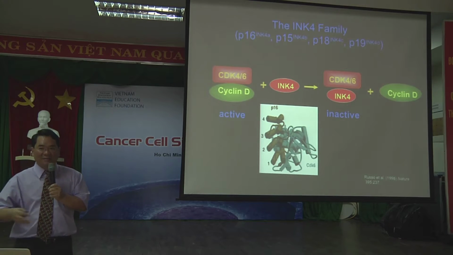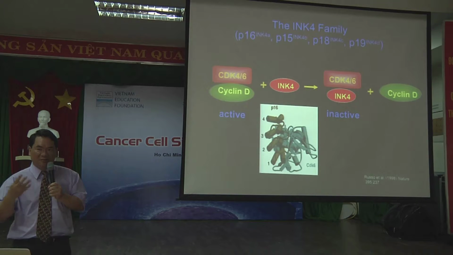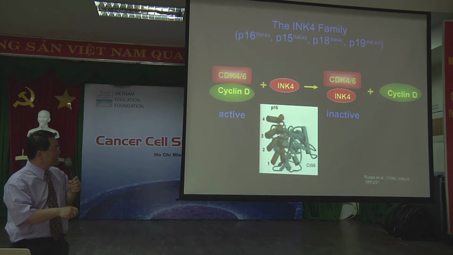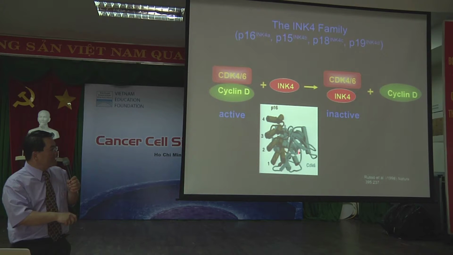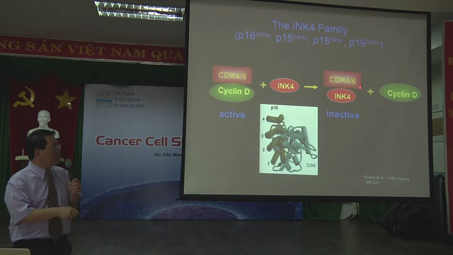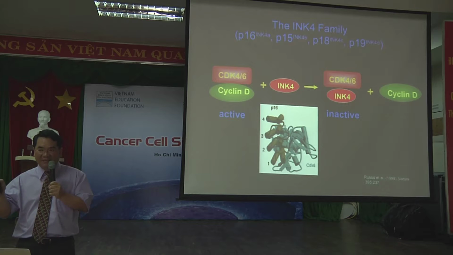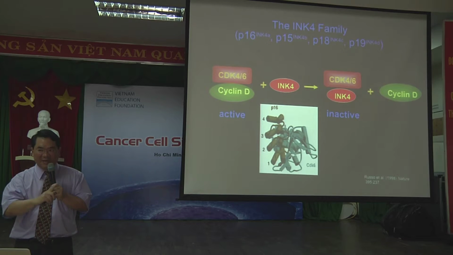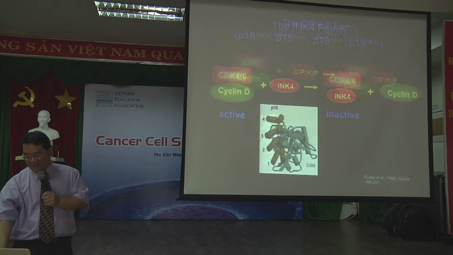Structural biologists have determined the structure of CDK4 and P16 binding, and this one here is the CDK6 and P16 binding. So they have direct binding. By doing so, they are competing with the cyclin. So when they bind here, the cyclin D is pushed off, and then CDK4 or CDK6 becomes inactivated. So this is one mechanism for the INK4 family.